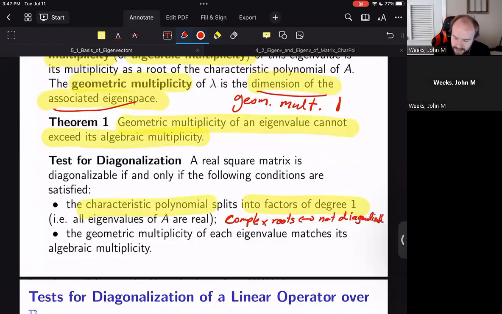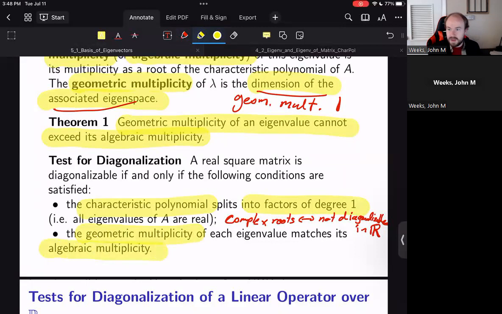It's not diagonalizable in the real sense. That is, working with real vector fields. Again, next time we'll be talking about complex vector fields, and we might have a different conclusion there. But that's the first one, that the characteristic polynomial splits into factors of degree 1. And the second one is that the geometric multiplicity equals the algebraic multiplicity.